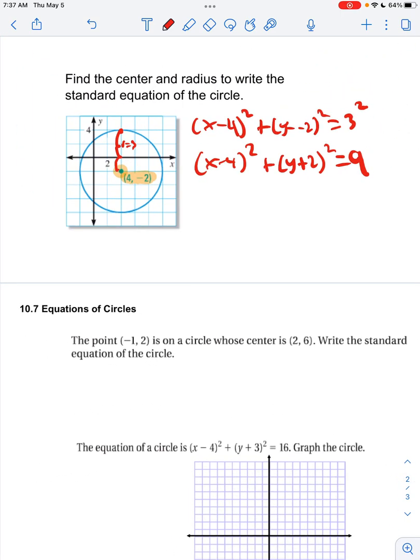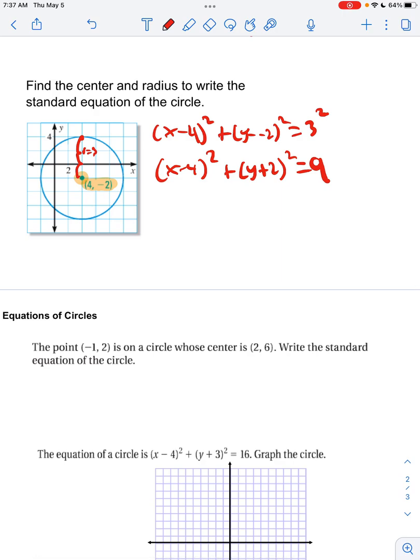The point (-1, 2) is on a circle whose center is (2, 6). Write the standard equation of the circle. So the point is on the circle right here. So I'm going to draw myself a quick little graph to help me. And my center is at (2, 6).